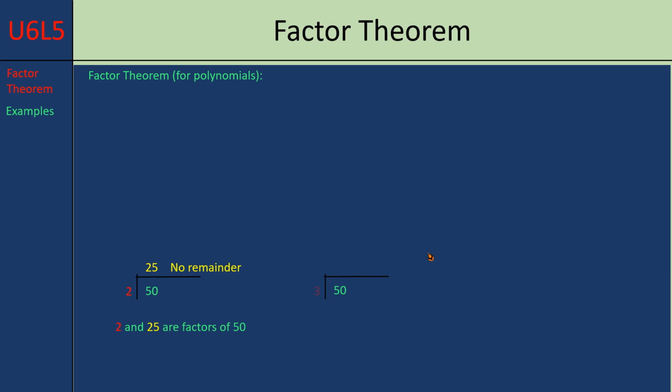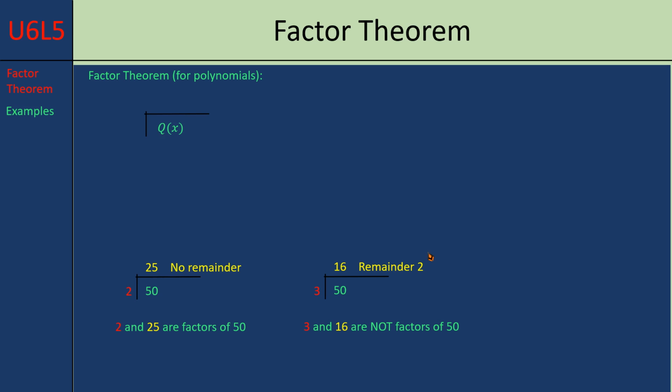Whereas if I take 50, I divide it by 3, it's not going to go in evenly, right? I'm going to get a remainder. I get 16, remainder of 2. That means that 3 and 16 are not factors of 50. Okay, so when you get no remainder, they are factors. When you get a remainder, they are not factors.